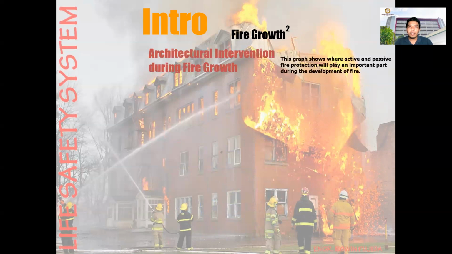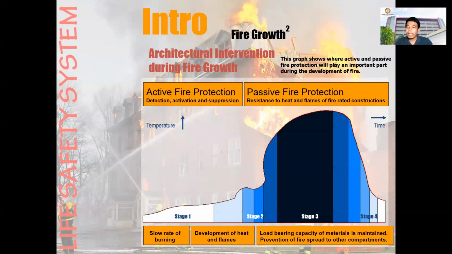And then for the architectural intervention during the fire growth, this graph shows where active and passive fire protection will play an important part during the development of fire. First is the active fire protection. You can have the detection, activation, and suppression. So you have here stage 1 and stage 2 for the active protection. And then for the passive fire protection, you have the resistance to heat and flames of the fire-rated construction. So you have stage 3 and stage 4.